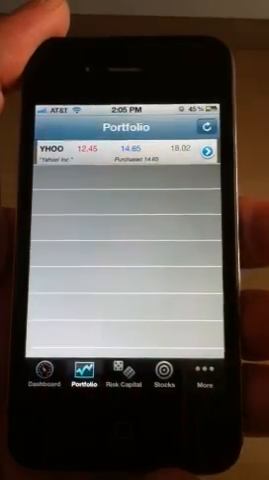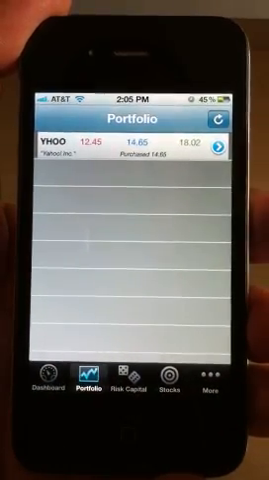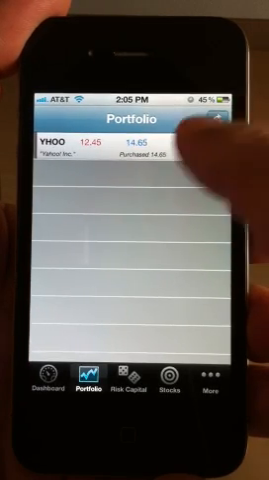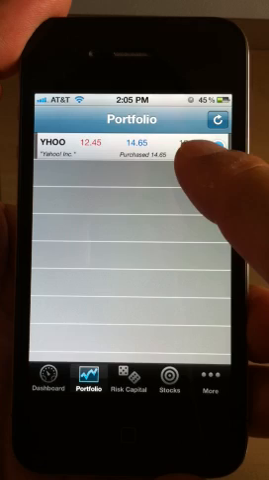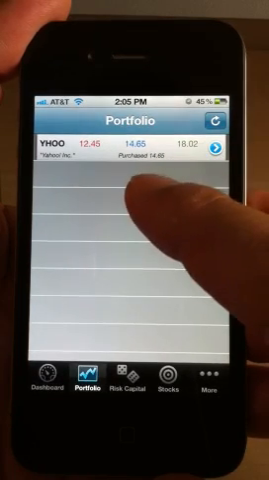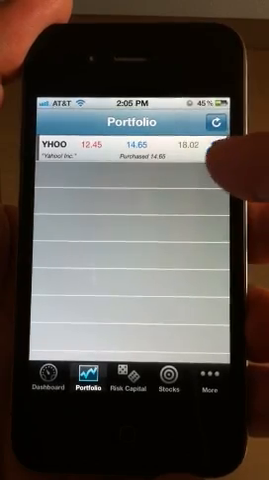If we go and look at the stock now, at our portfolio screen, we see that Yahoo is currently at $14.65. We need to sell this stock if it gets to the $18.02, which is our target, but also we need to sell that stock if it goes to $12.45 or below.